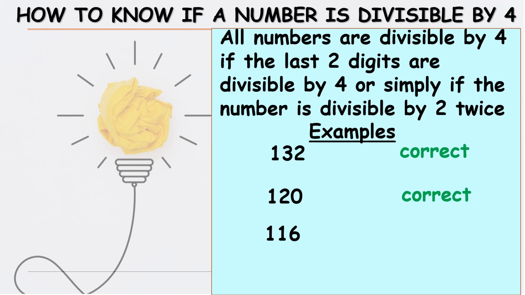116. What are the last two digits? 16. Is 16 divisible by 4? 16 is divisible by 4. Therefore, 116 is divisible by 4. We have the next, 150. Is 50 divisible by 4 without a remainder? 50 is not divisible by 4 without a remainder. Therefore, 150 is not divisible by 4.